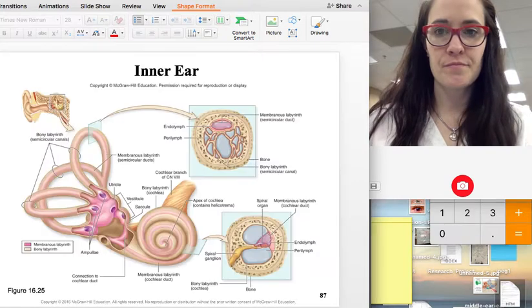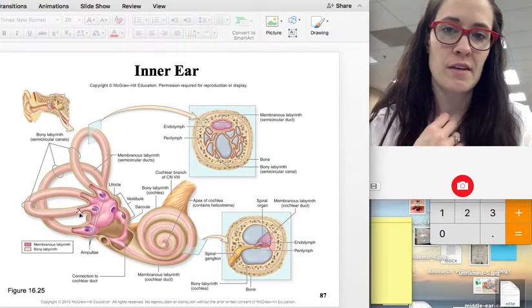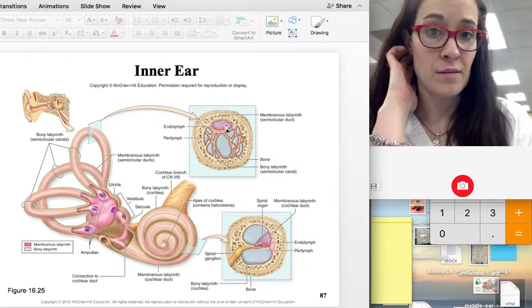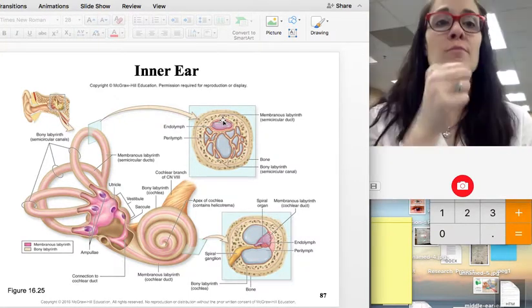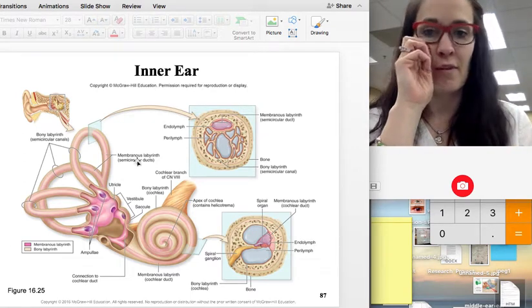And this shows the three: cochlea, vestibule, and the semicircular canals. This is a great image that shows the membranous labyrinth, like my fist, with the endolymph, and the other areas, the bony labyrinth, has perilymph.